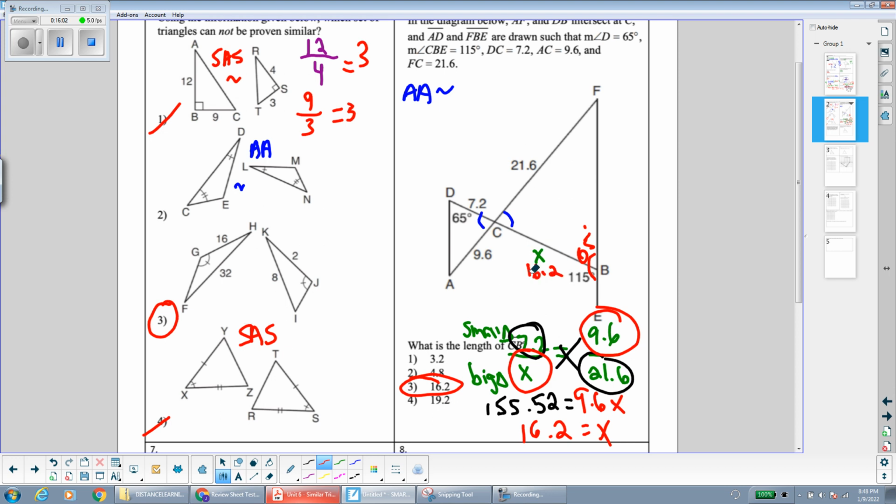We didn't know what CB was, so we labeled it as x. So that variable x that we just solved for represents the length of the side of the triangle that we're looking for.